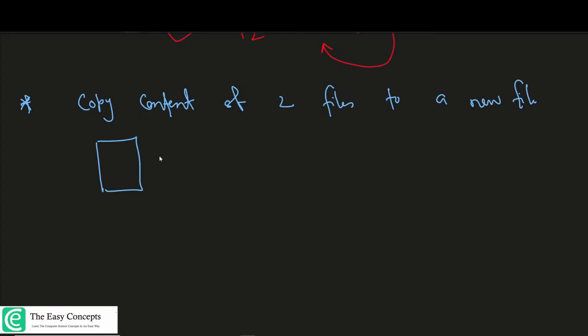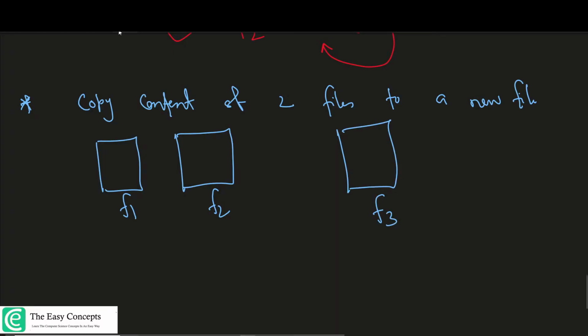Now we can talk about this question: copy content of two files to a new file. So the concept is we have these two files. One is F1, another is F2, and then there is a file F3. Suppose the first file has the content Python, and the second has Java. So we are basically combining these two contents, and then this file will have the content Python and Java finally. And this will be done using a Python script.